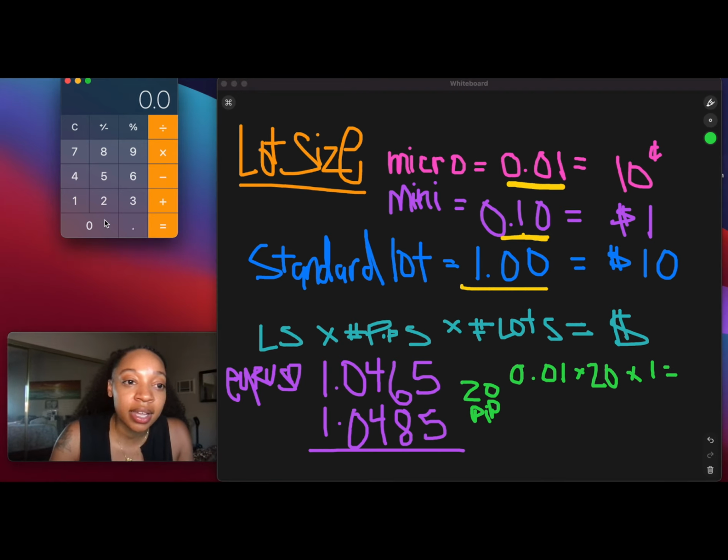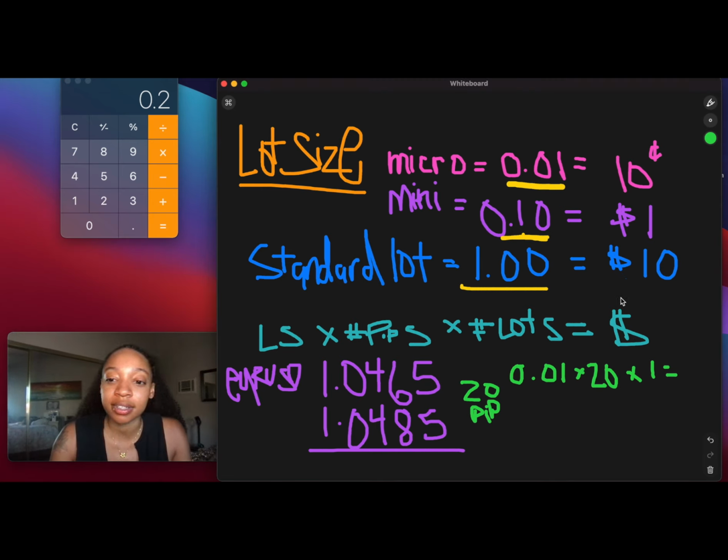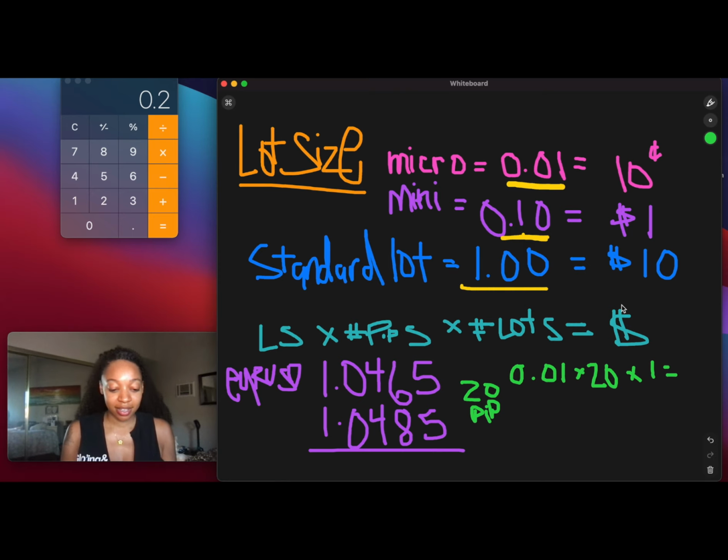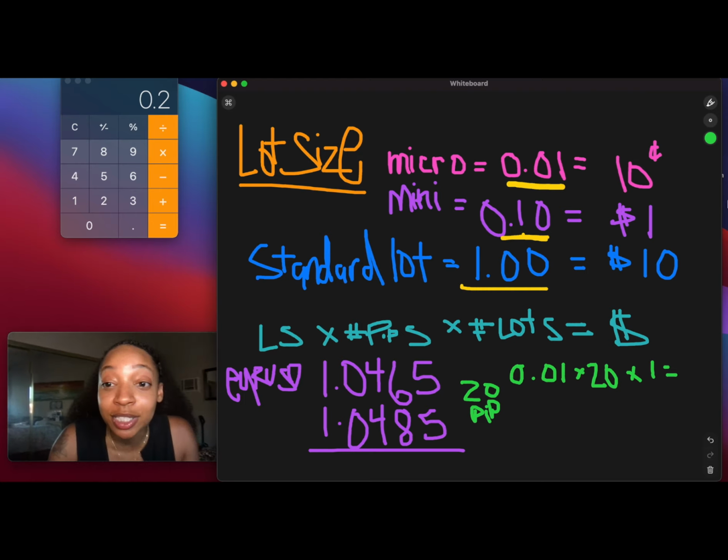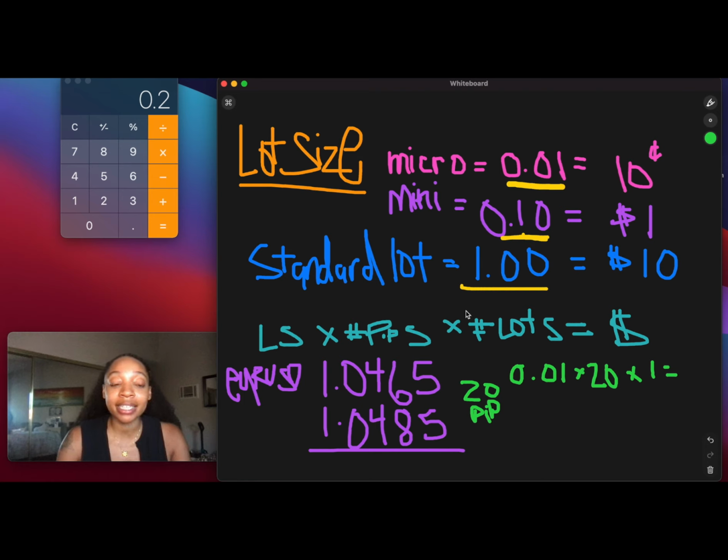20 pips times 1, because one lot size. So we would have made $2 actually. Let me check. Doesn't hurt to triple check. Okay, yeah. So actually, it would be $2. We would have made $2.